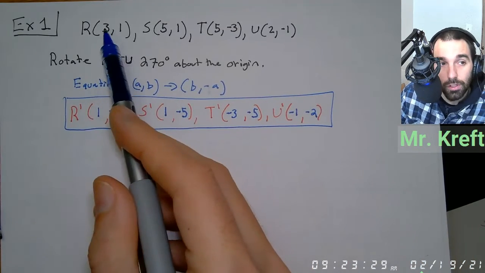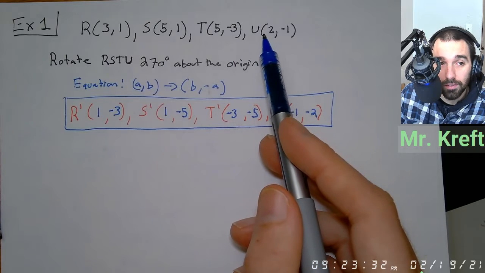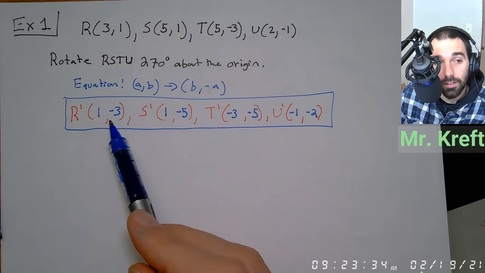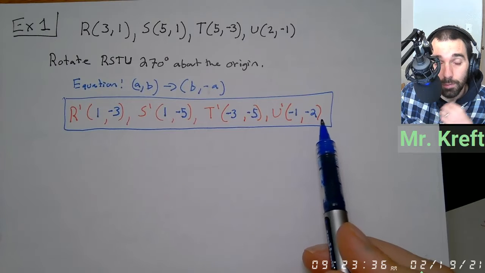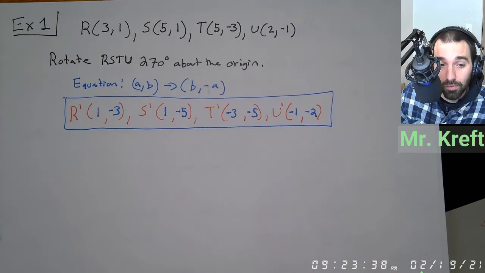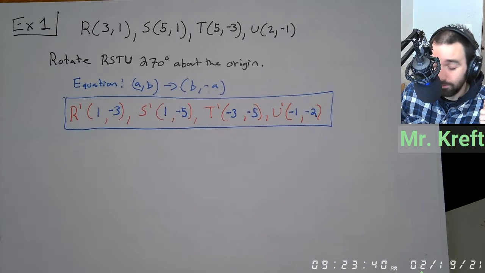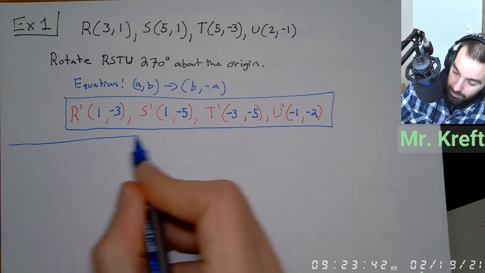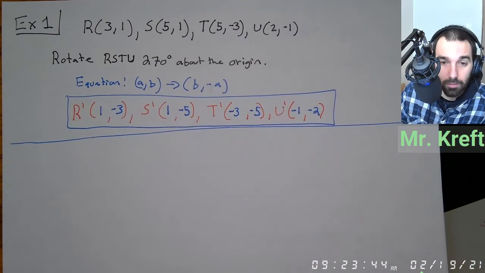Okay, now in this case, all of my x's started out positive, and then they were switched to a negative for my y. Just remember, the opposite of a negative is a positive.